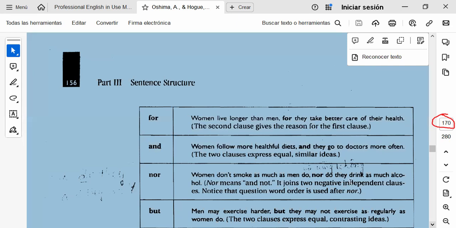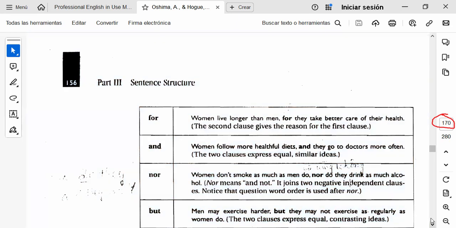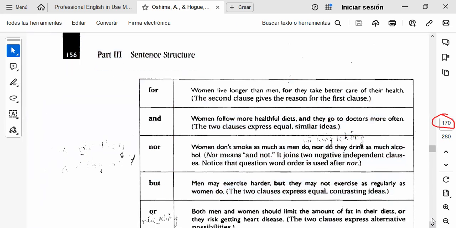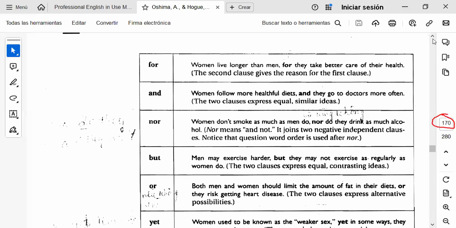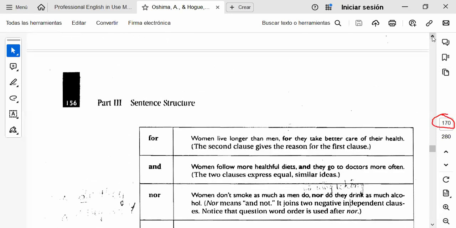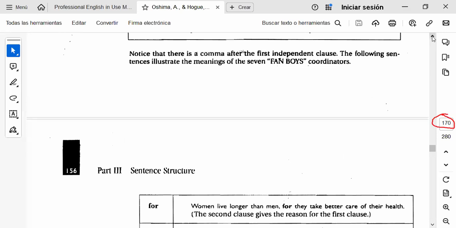Yeah, that's right. You have to remember this. These are the coordinators, no? For, and, nor, but, or, yet. That's it. That's the FANBOYS. So we can use this.